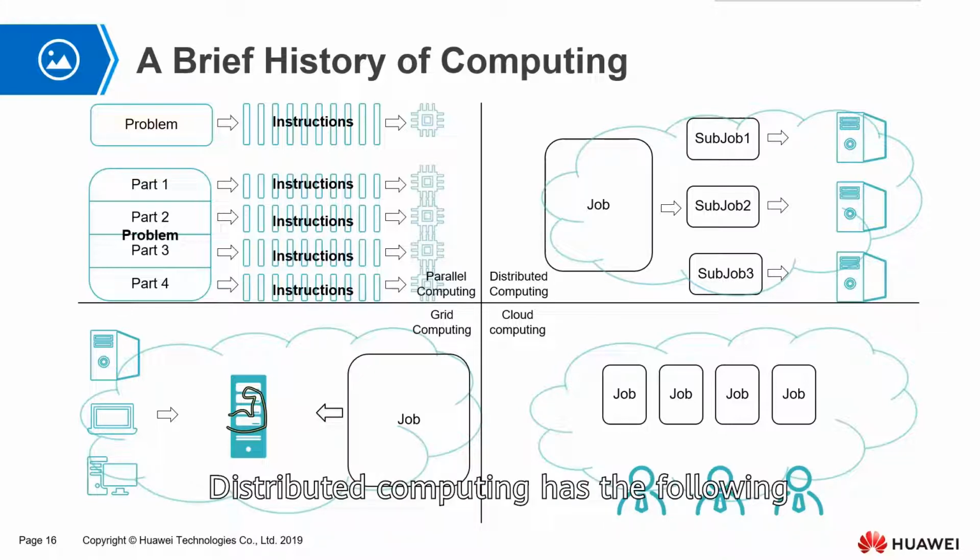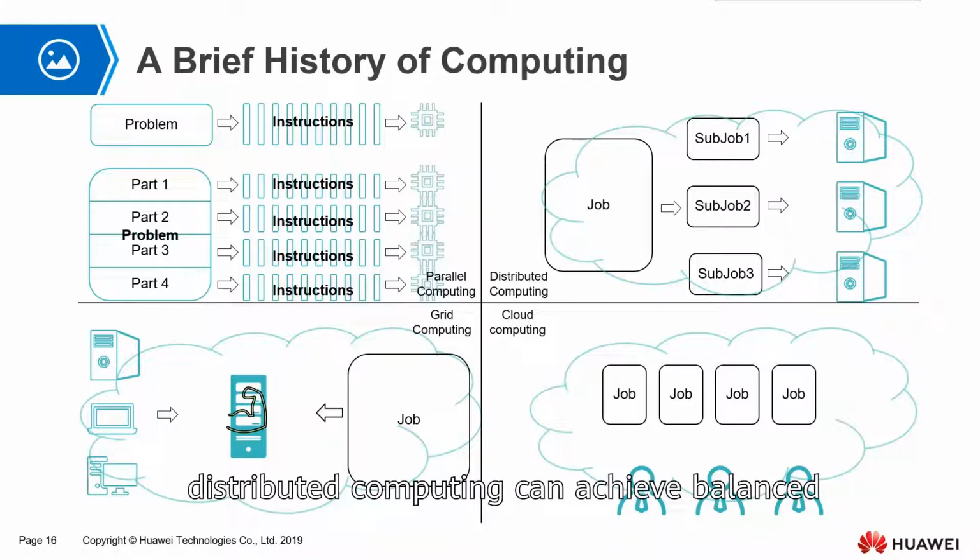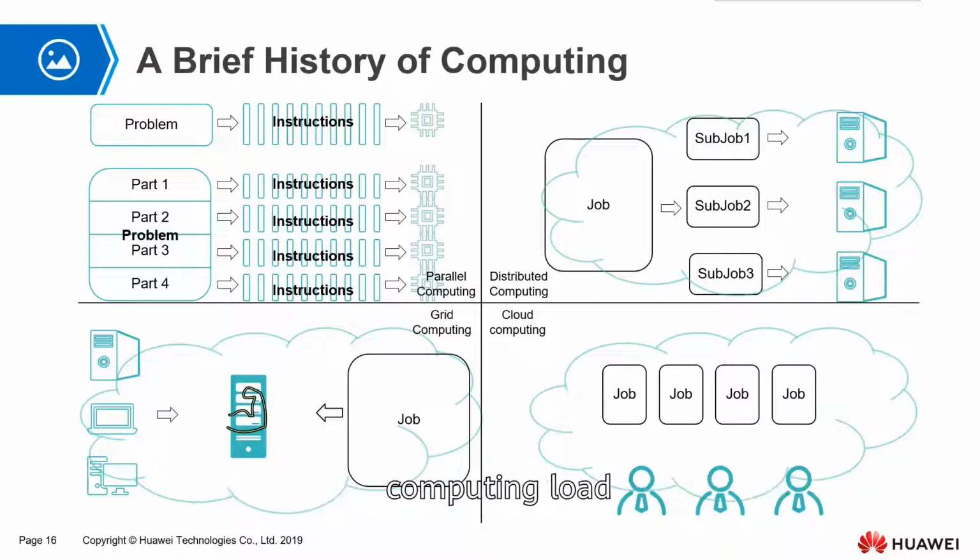Distributed computing has the following characteristics compared to other approaches. First, resources can be shared. Second, distributed computing can achieve balanced computing load across multiple computers. Third, it can put a program on the computer that is most suitable for running it.